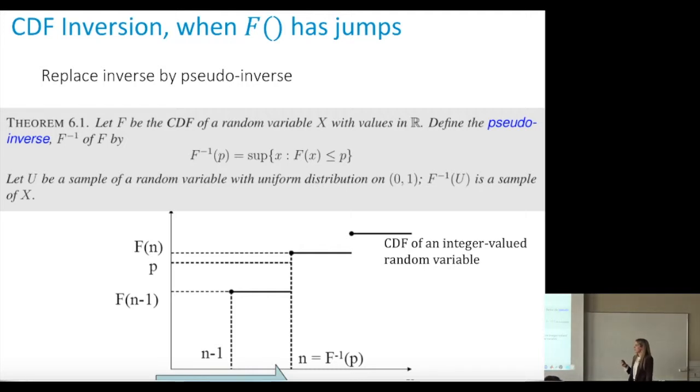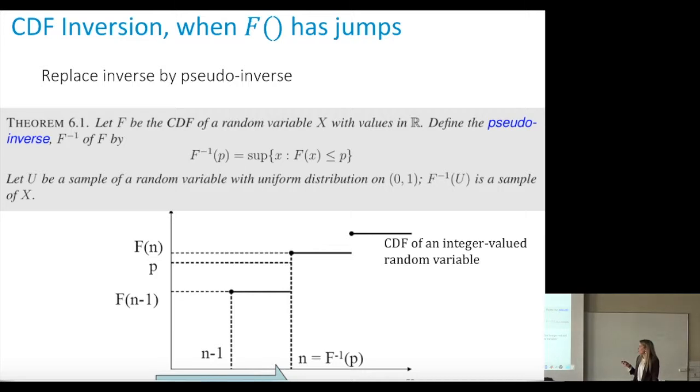Now, as we said before, the CDF inversion applies both to real valued random variables, but also to integer valued random variables. In order now to apply it for integer valued random variables, we will first define the pseudo-inverse. The pseudo-inverse is defined both for real valued random variables and integer valued random variables, but we will just define it because it's needed.